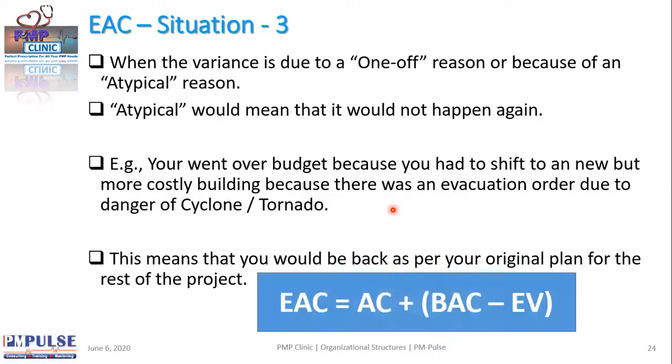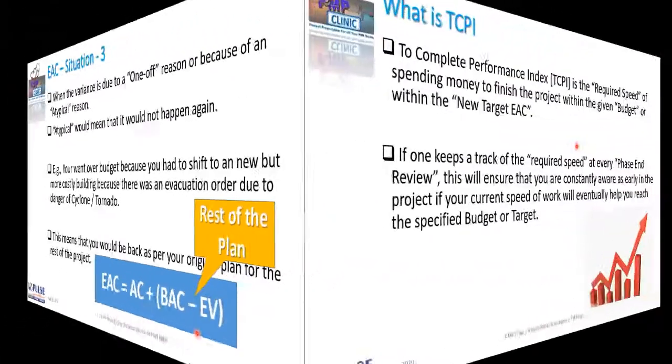That means once you come back, you will be able to continue with your original plan. But the money that you've already spent because of Corona, because of tornado warnings, or because of evacuation, because of cyclone warning, whatever it is, the money spent is gone. You can't do anything about it. That is AC. But now you'll be back as per the original plan, the rest of the plan, and therefore BAC minus EV. So why do we minus the EV? Well, EV is the part of the plan already done, because we're not going to do the whole plan all over again. We're going to come back to the rest of the plan.